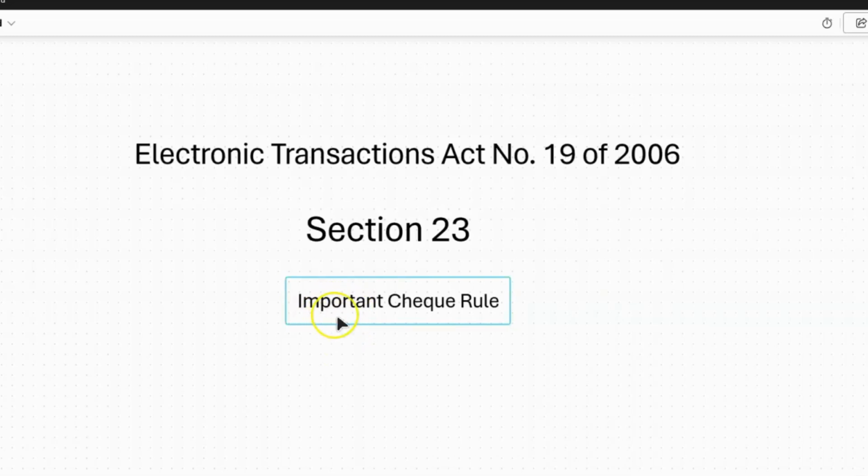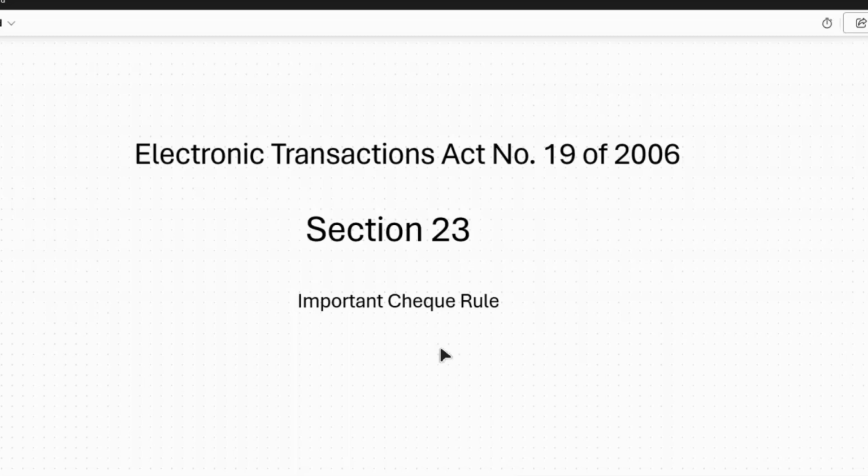The next topic is an important check rule. Sri Lanka uses the check imaging and truncation system. That means checks can be scanned electronically for clearing. But you cannot create a check electronically.